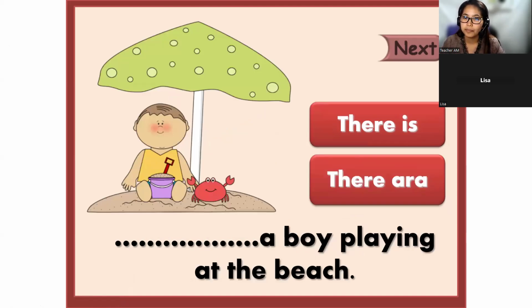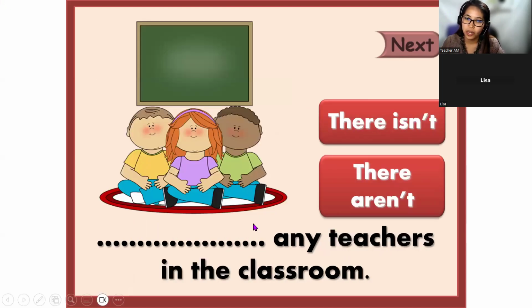There is a boy playing at the beach. Wow, nice. Okay. Who's the boy playing with? The crab. That is right. Have you ever played with a crab, Dolin? No. Great, because it's very risky and dangerous. The crab might clip us with its hands. Okay, now how about this one?